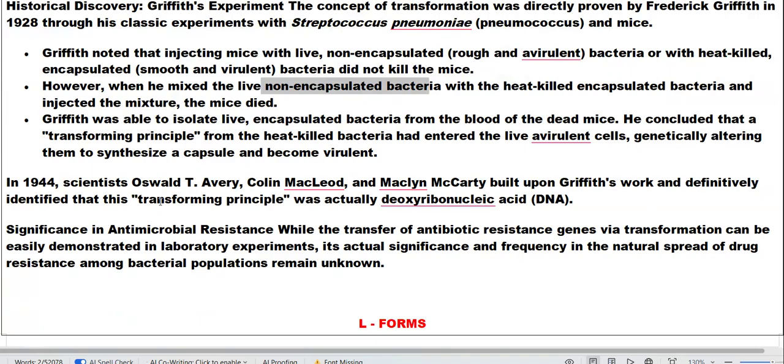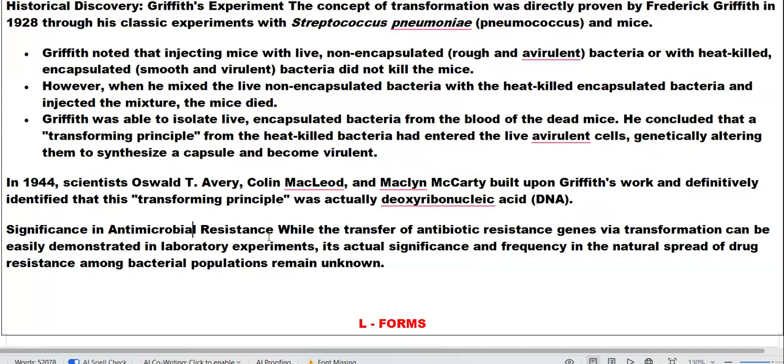In 1944, scientists Oswald T. Avery, Colin MacLeod, and Maclyn McCarty built upon Griffith's work and definitively identified that this transforming principle was actually deoxyribonucleic acid, DNA. Griffith was not able to say that, but these scientists proved that the transforming principle was deoxyribonucleic acid. Oswald Avery, Colin MacLeod, and Maclyn McCarty.